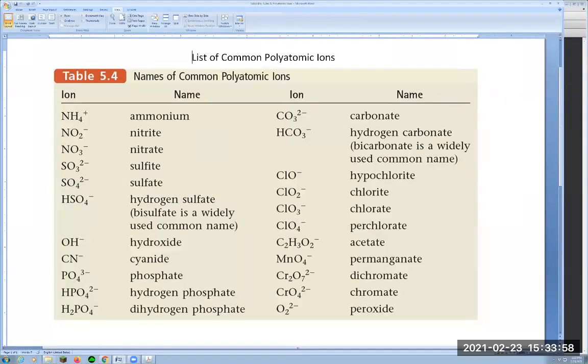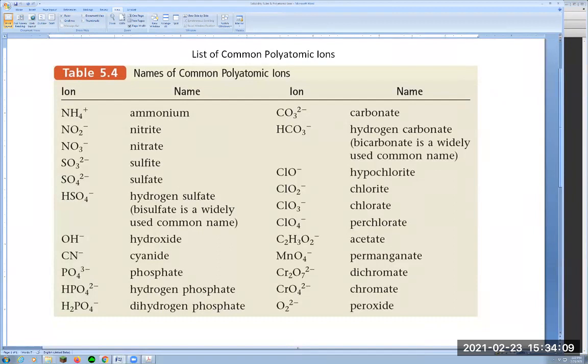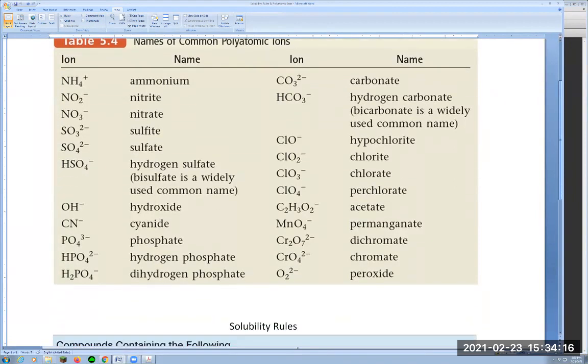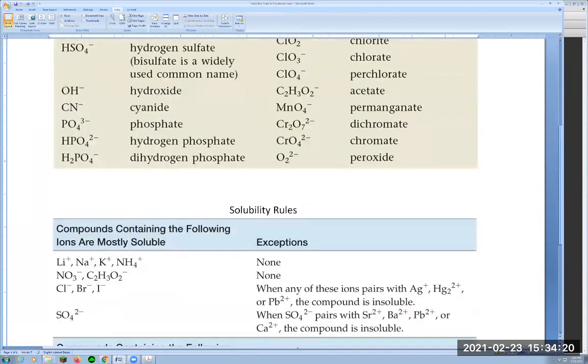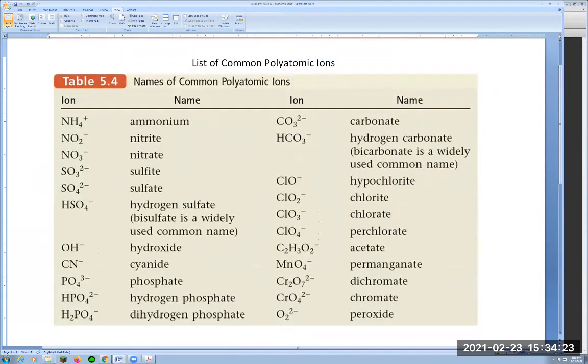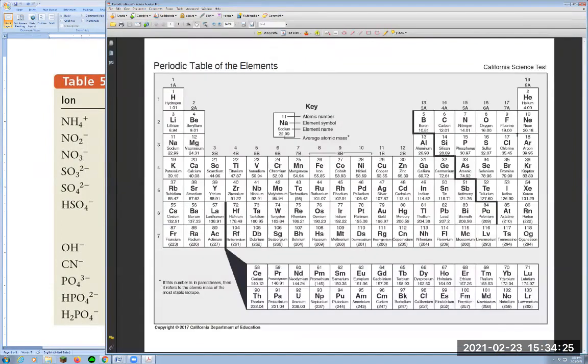So the document is showing you the list of common polyatomic ions, which you saw with chapter 5, actually. You may need that when you're told the names of the reactant and product, and before you can write the formulas, you may need that. Solubility rules will be used only in chapter 7. So you want to have this open, and the periodic table for chapter 6. So let's start with the review.